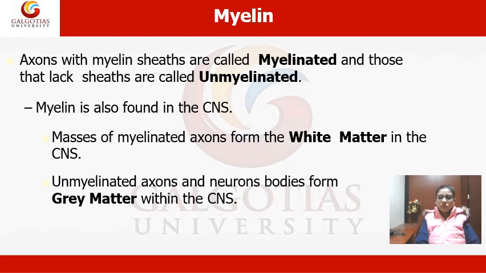Masses of myelinated axons form the white matter in the central nervous system. If you see the bulk of the myelinated axons of the neurons, it will look like white matter in the central nervous system, and unmyelinated axons and neuron bodies form the gray matter within the central nervous system. So whenever you are learning about the white portion and the gray matter in the central nervous system, the white portion represents the myelination of neurons, whereas unmyelinated neurons show the gray matter.